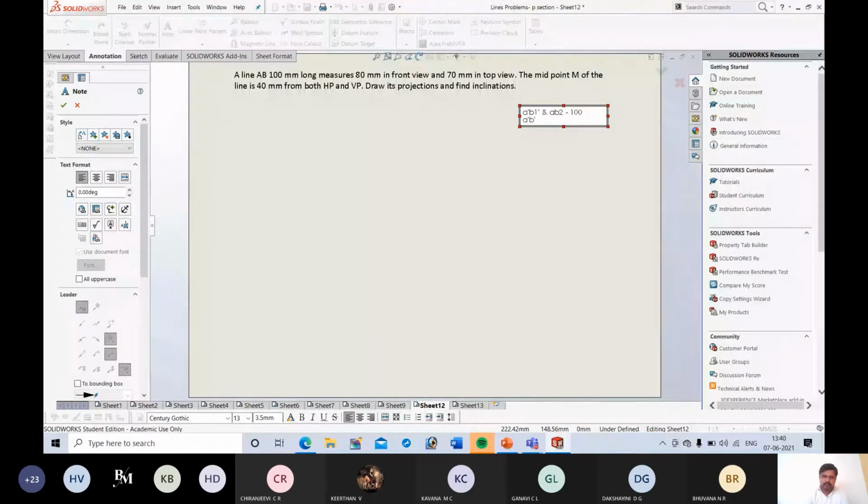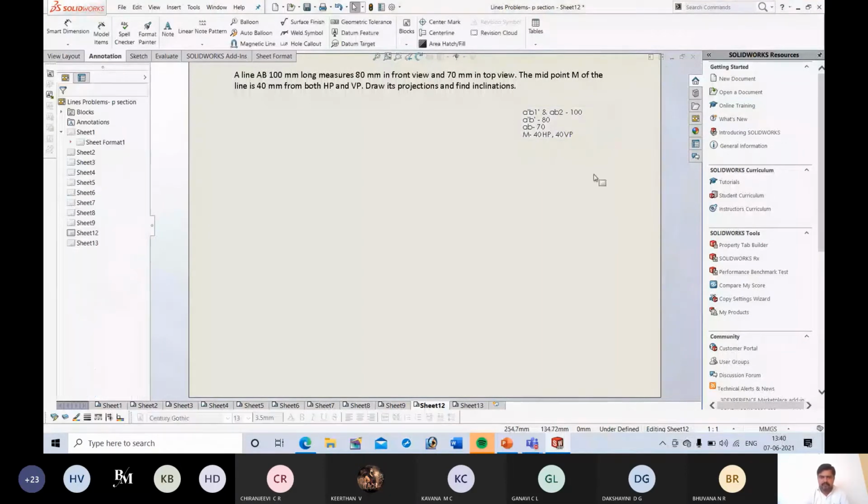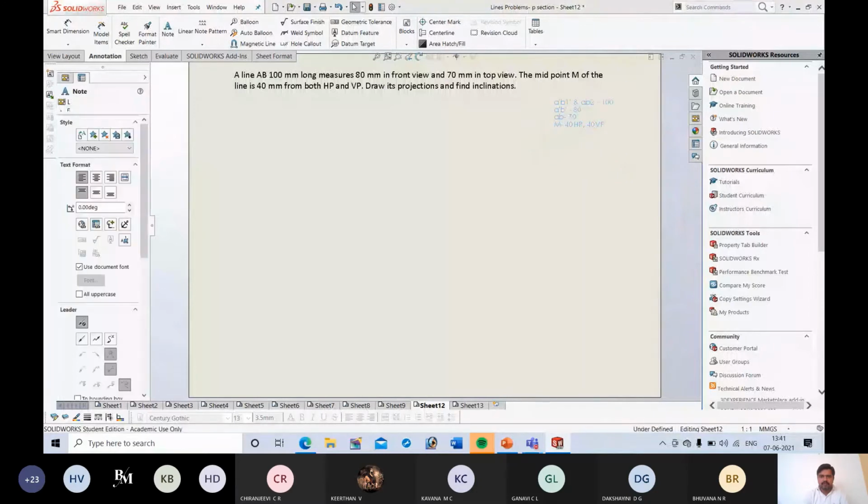Next, the location of midpoint M. 40 from both HP and VP means 40 mm above HP. Since in projection of lines we are considering only the first quadrant, it is 40 mm above HP and 40 mm in front of VP. Totally I have five data: true length, length of front view, length of top view, and the location of the midpoint with respect to HP and VP.